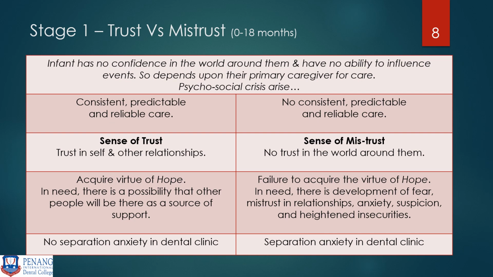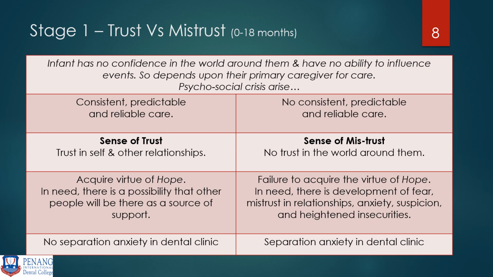So the stage one, the first stage is the trust versus mistrust. It happens between 0 to 1.5 years of age. And in this stage, when the child is born, he has no confidence in the world and they have no ability to influence the event. So really they cannot do anything. And therefore they depend upon their primary caregiver for everything, okay? For the care that they need, for the attention that they need. And this is where the psychosocial crisis arises.